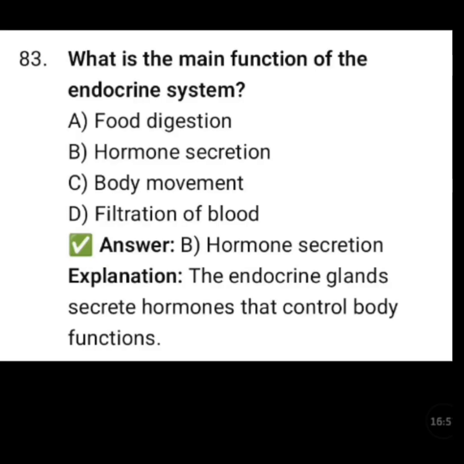What is the main function of the endocrine system? Food digestion, hormone secretion, body movement, filtration of blood. The correct answer is option B, hormone secretion. The endocrine glands secrete hormones that control body function.